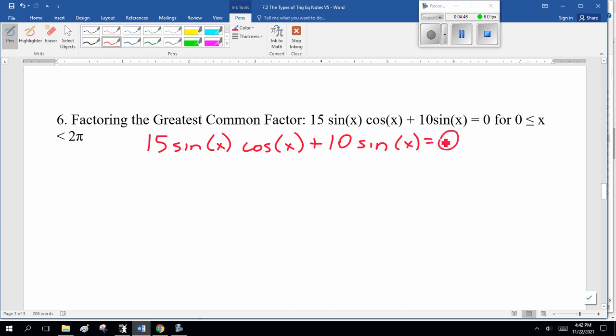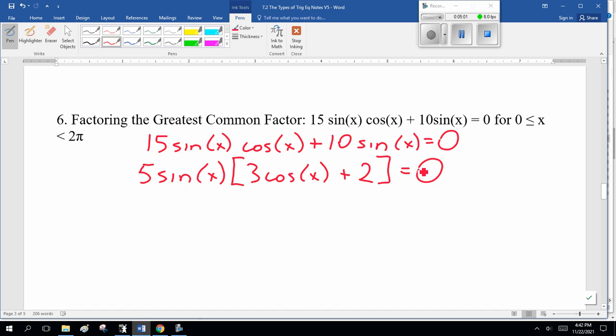So what's common to both terms? 5 sine of x. And that leaves us 3 cos of x plus 2. I think. Now double checking. 3 times 15 sine cos. Yes.